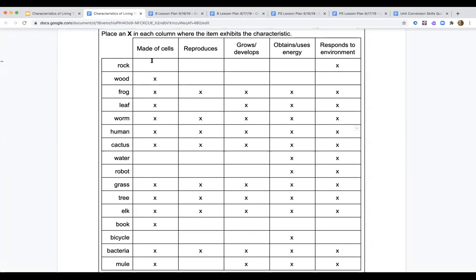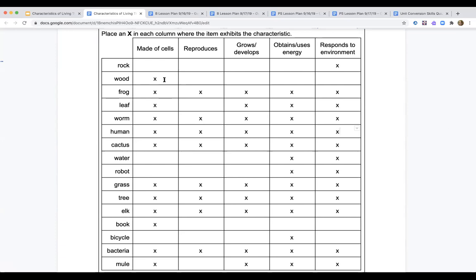For rocks: they are not made of cells. They do not reproduce. They do not grow and develop. They do not obtain and use energy, but they do respond to their environment. If the sun's shining on it, it gets warmer. If snow falls on it, it gets colder. But it doesn't make it alive. It only does one thing.